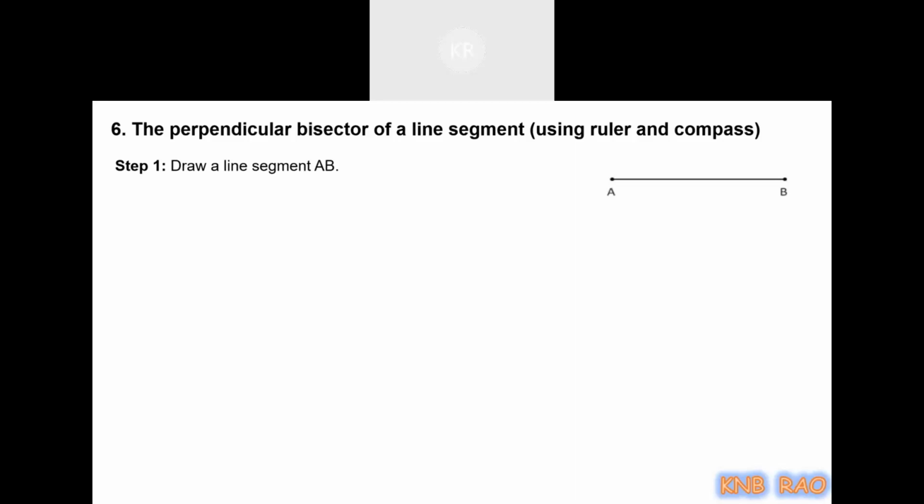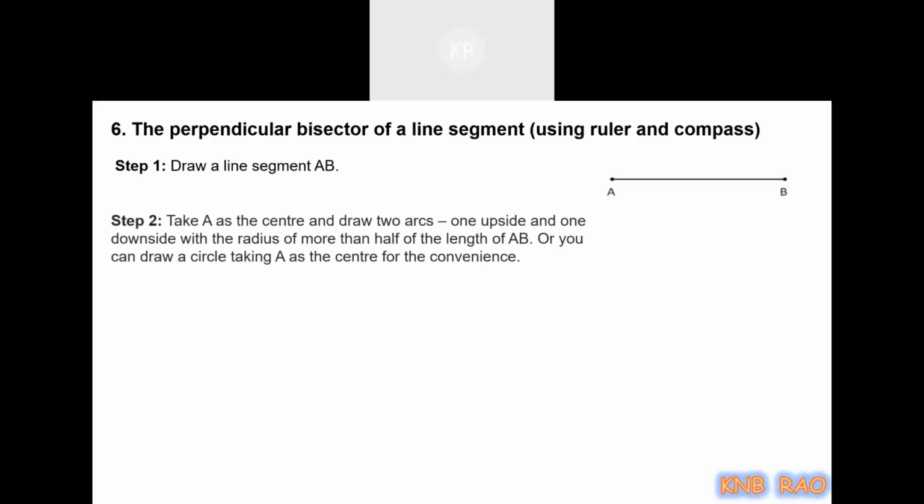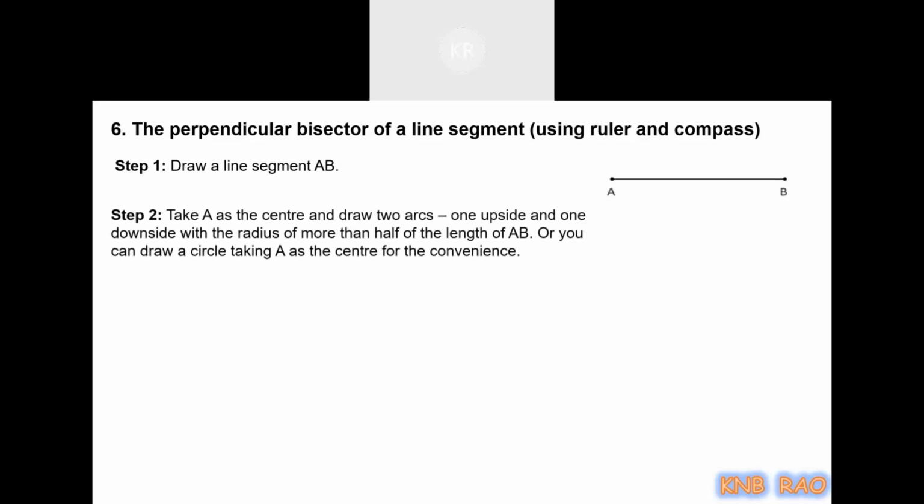Now, coming to the next. Here, how to construct a perpendicular bisector of a line segment. So, the steps involved are, you have got a line segment AB and you are looking to construct a perpendicular bisector of that line segment AB.